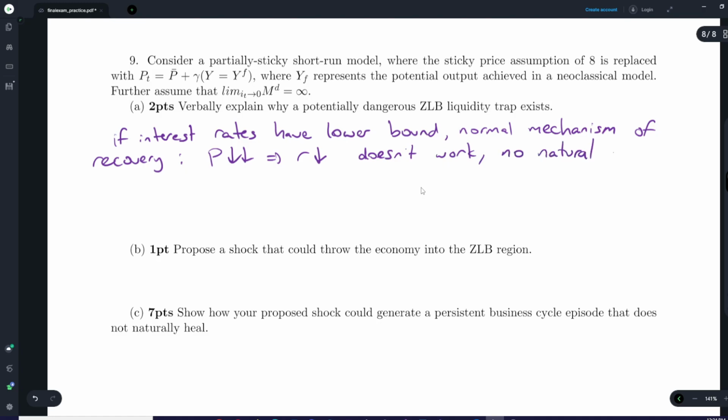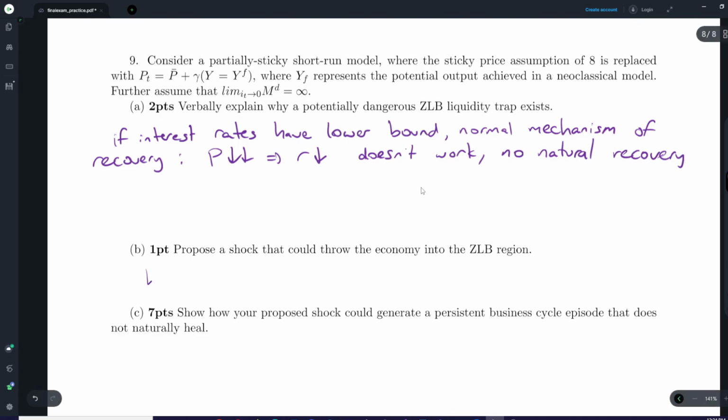In our short run model, when the economy is running cold, prices start falling. Falling prices act like a real increase in the money supply, reducing the real rate of interest, stimulating consumption and investment. But if interest rates have a lower bound, at some point, falling prices will not stimulate the economy because falling prices will be unable to lower the interest rate. And if you can't lower the interest rate, you can't stimulate consumption and investment.